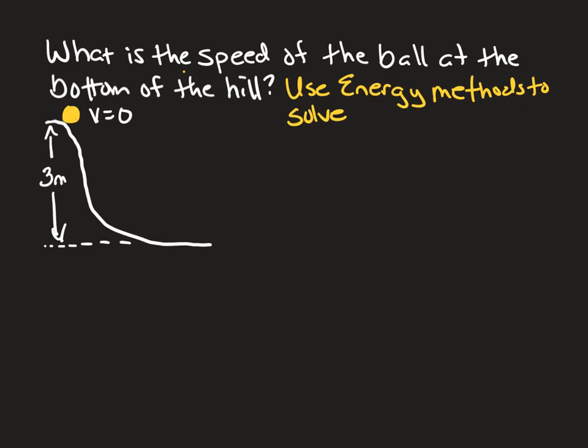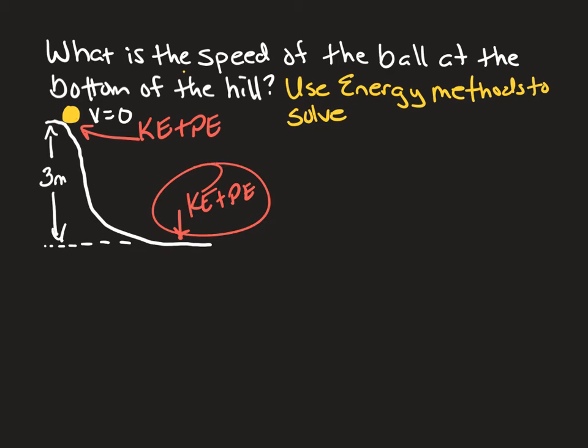So at the top, up here, I'm going to look at the total energy, which is kinetic plus potential. And then at the bottom, I'm going to look at kinetic plus potential. So why am I looking at these two locations? Well, the question says, what is the speed of the ball at the bottom of the hill? So that's going to have to be down here. So that tells me I got to look at the energies at that location.